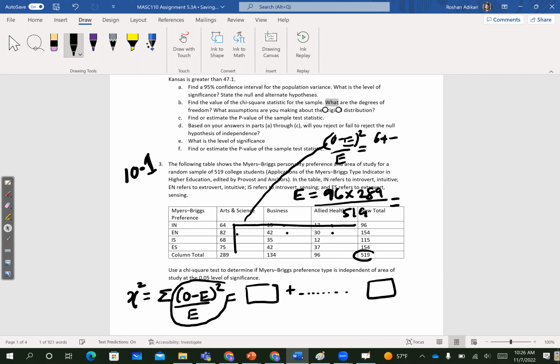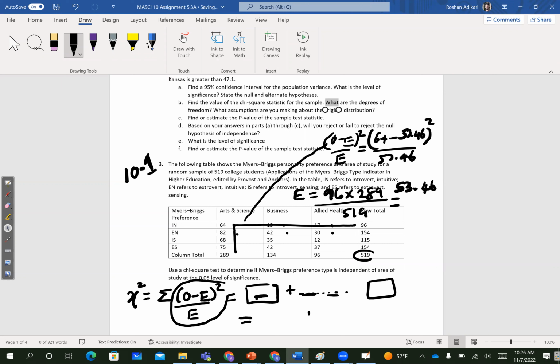Now you need a calculator. Well, you can do it without the calculator, but it will take time. Let me see, 96 multiplied by 289 divided by 519. I'm getting, when I round it, 53.46. So O minus E, 53.46, square that, divide by 53.46. That is the first value right here. Like that, you do it for all 12, and then you get chi-squared.